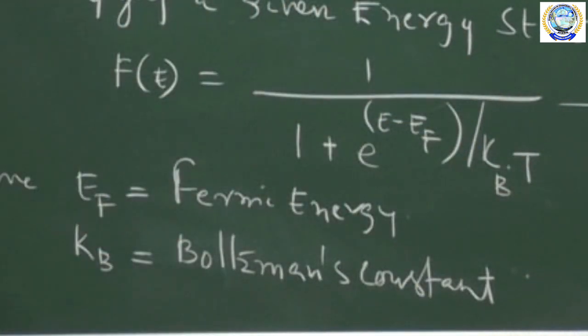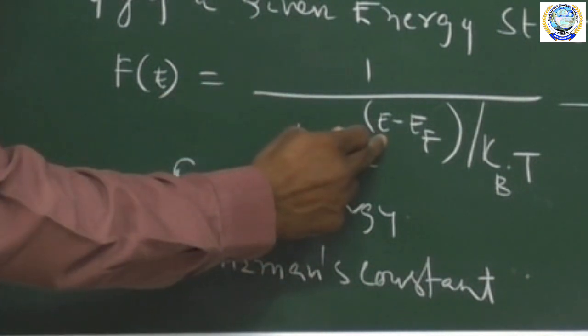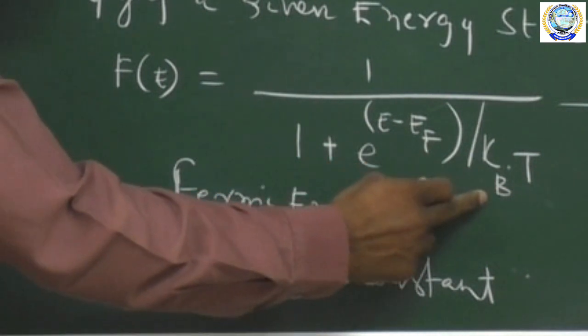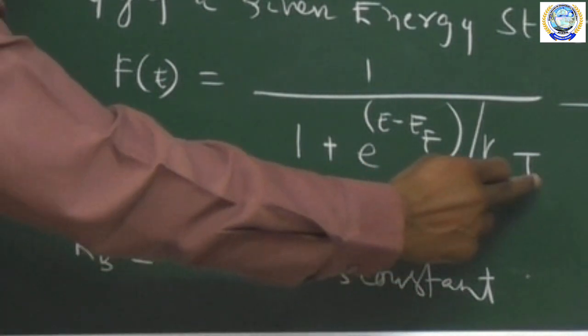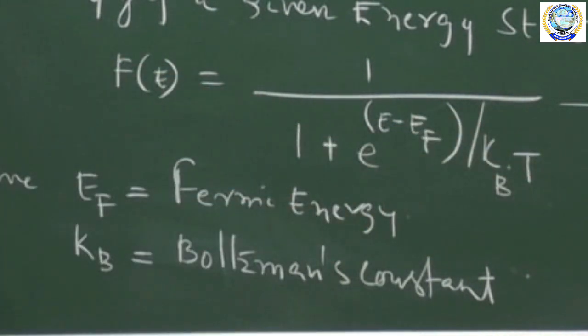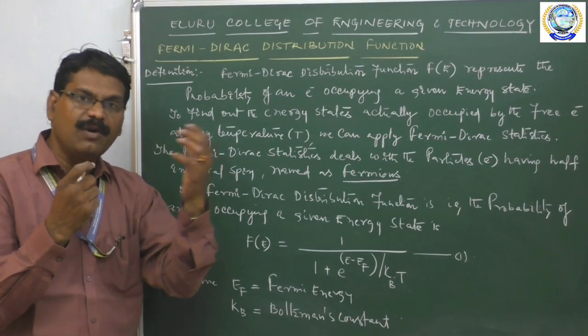Strictly speaking, this f(E) is called the Fermi function, and this E is called the energy level. This small e represents the exponential term, kB is called Boltzmann's constant, and T is called the absolute temperature. So strictly speaking, Fermi-Dirac statistics deals with particles. The particles are nothing but electrons.